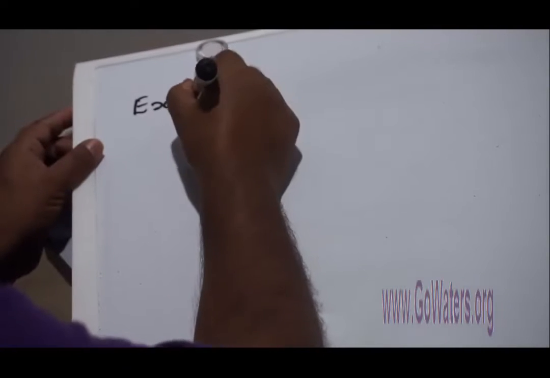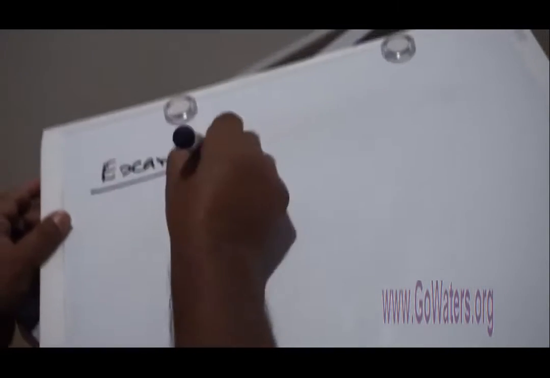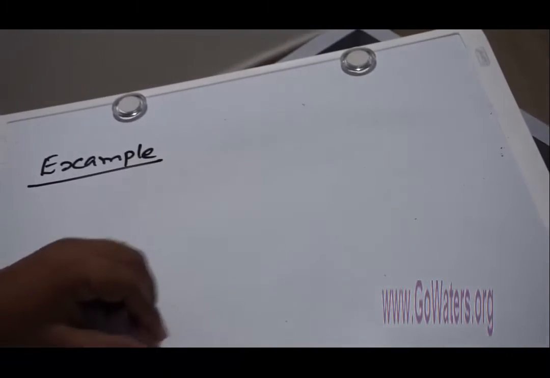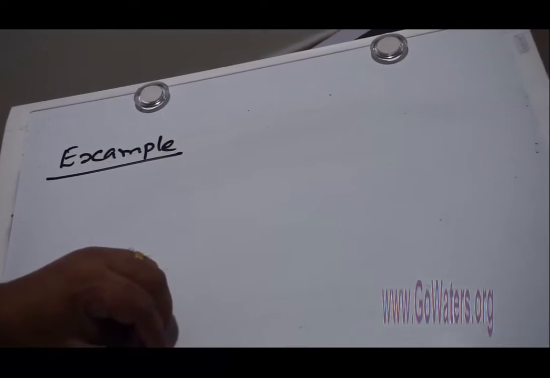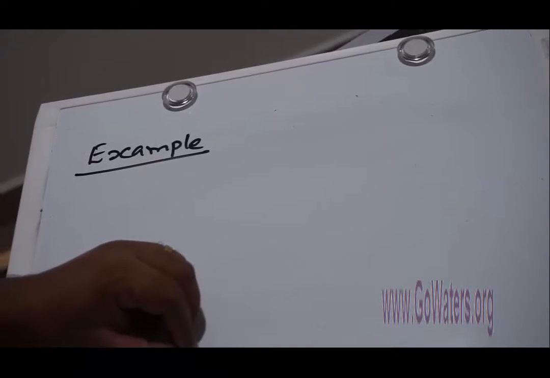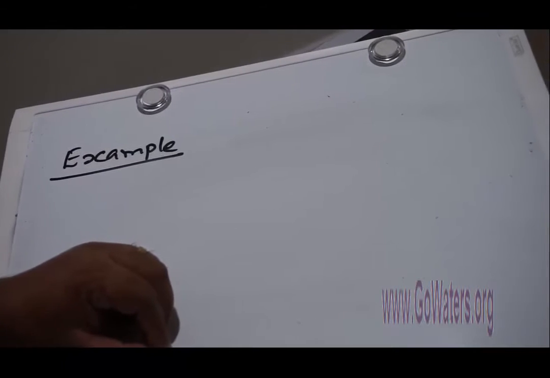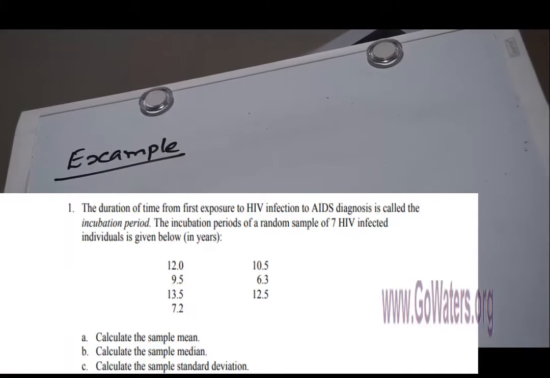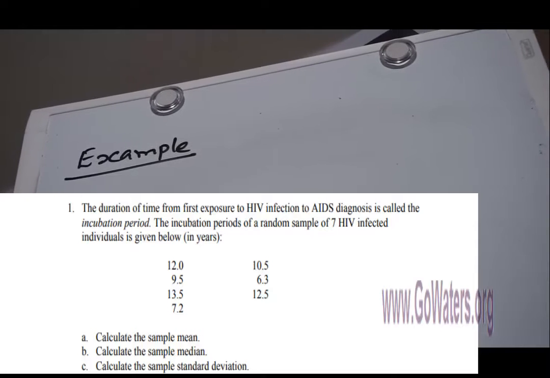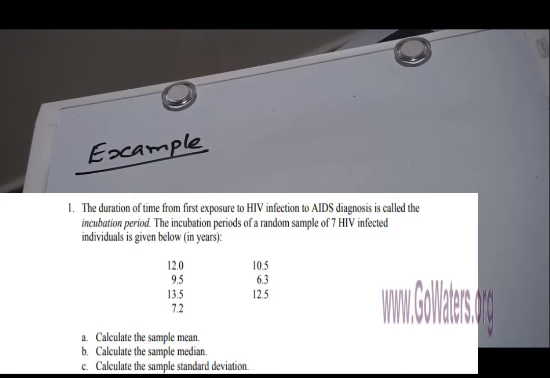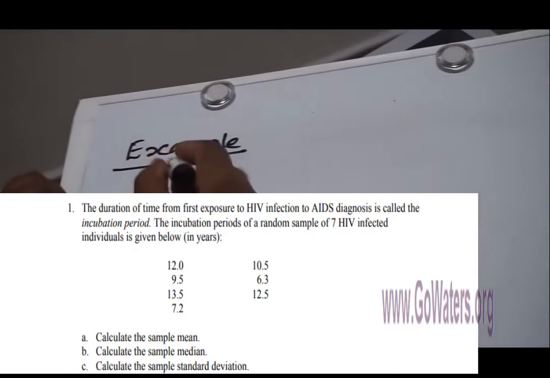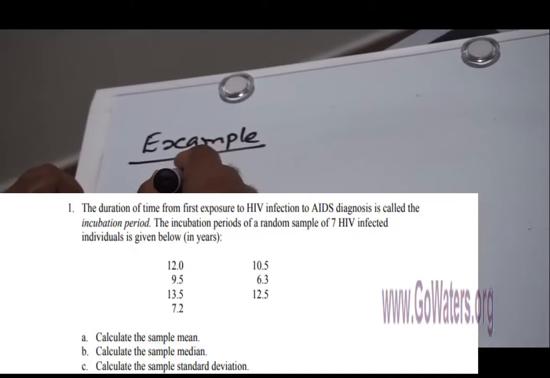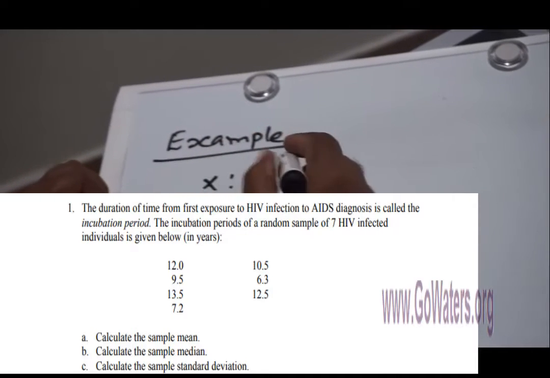To do this example. So this example is about the duration of time from first exposure to HIV infection to AIDS diagnosis, which is called the incubation period. The incubation periods of a random sample of 7 HIV infected individuals is given in years. So the data is given here. I write it as X is the data.